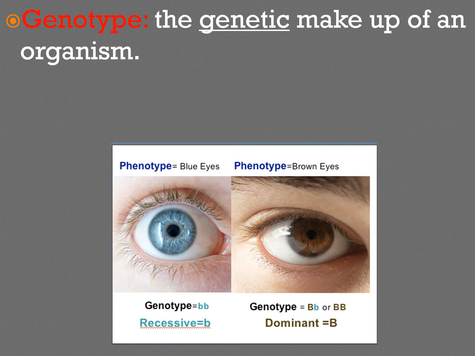Now, this is what we have to know. Genotype is the genes. Genotype is the genetic makeup of an organism. Genetic. You do not see it. You don't see the genotype.